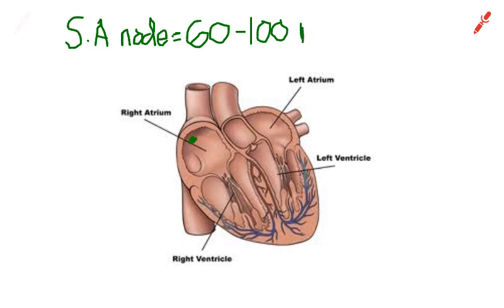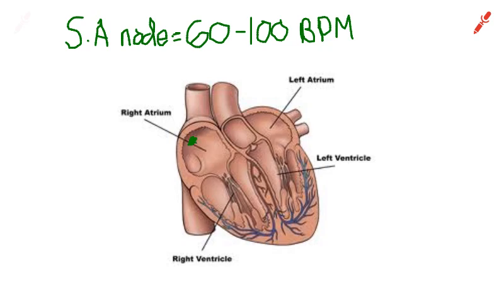The SA node fires by itself 60 to 100 beats per minute. So what this means is that every 60 to 100 times per minute, your heart is going to contract by itself, regardless of what you're doing, whether you're sleeping or whatever.